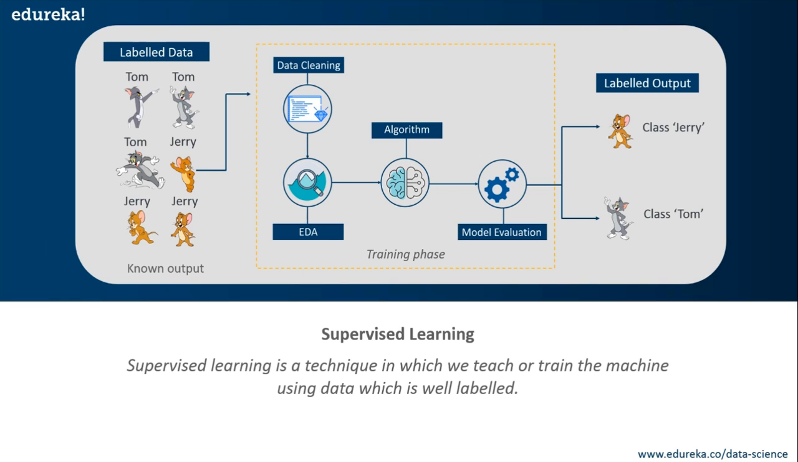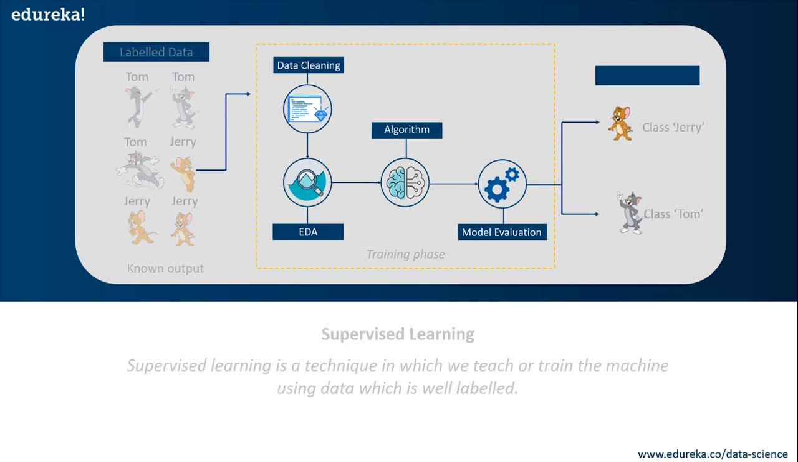So you're going to start by feeding labeled data to your machine. Then you're going to perform data cleaning, wherein you'll remove all the missing values and all the redundant values, and then you'll perform exploratory data analysis in order to draw useful insights and understand any patterns or trends. Once you're done with that, you'll build a machine learning model using a machine learning algorithm. Finally, you'll evaluate the model using the testing data set, and then you'll predict the class of the image. You'll classify it into either class Jerry or class Tom. So here, guys, the output is also labeled. All right. The most important thing about supervised learning is that you're going to feed the machine a labeled data set.